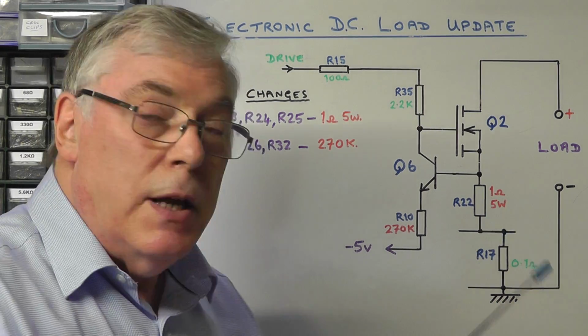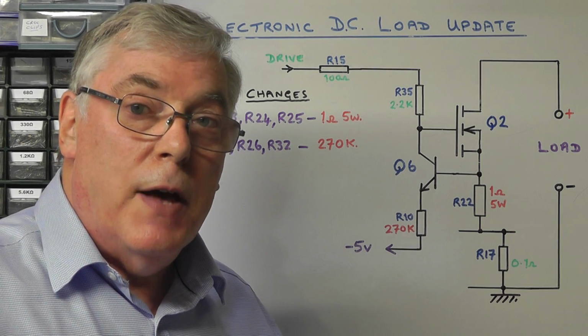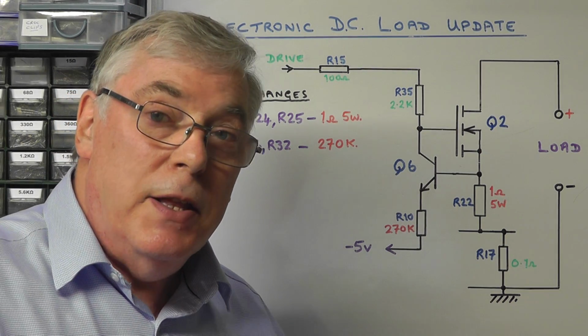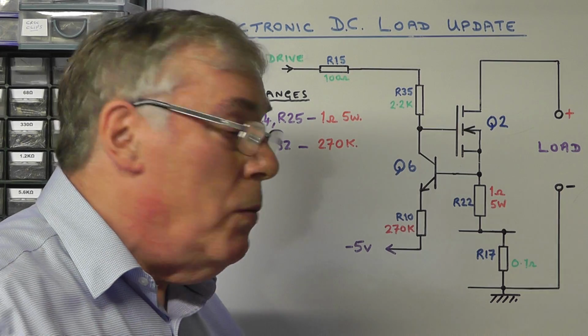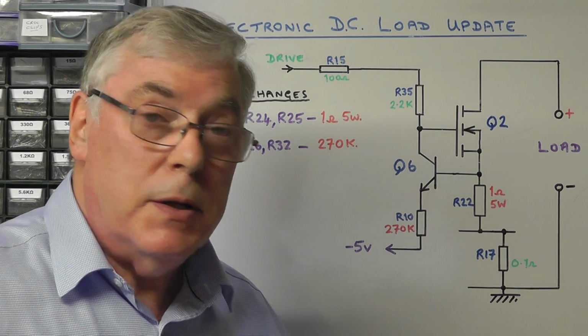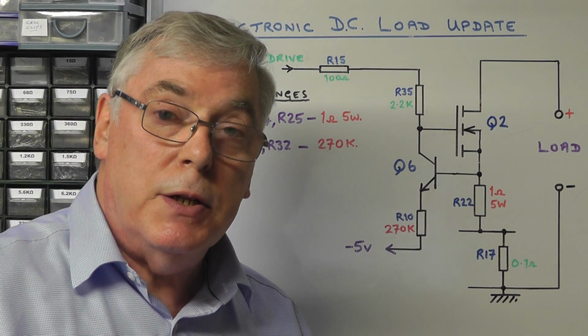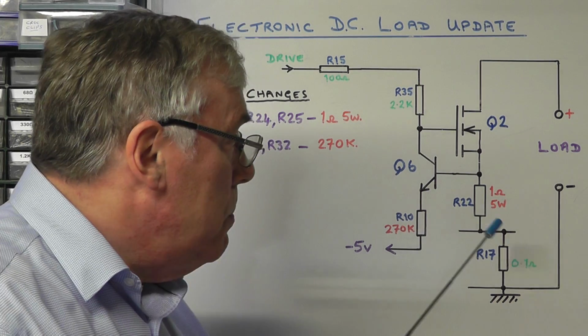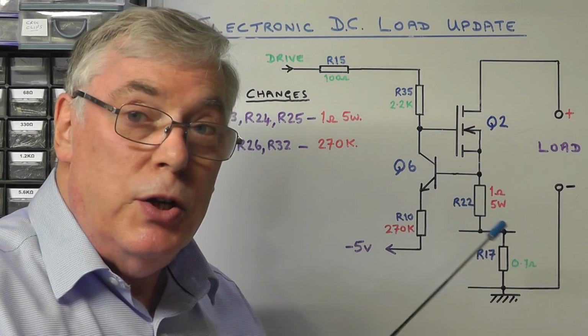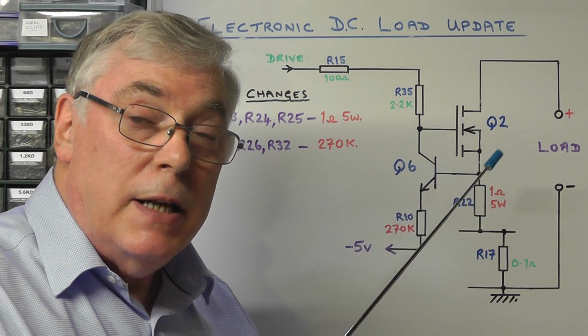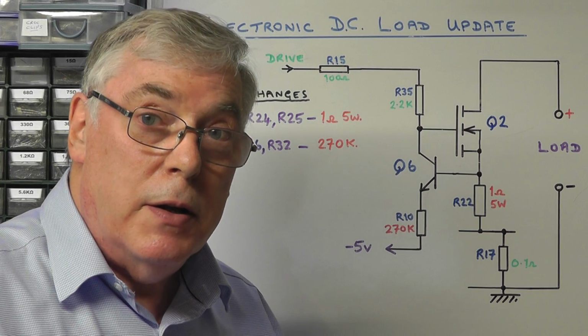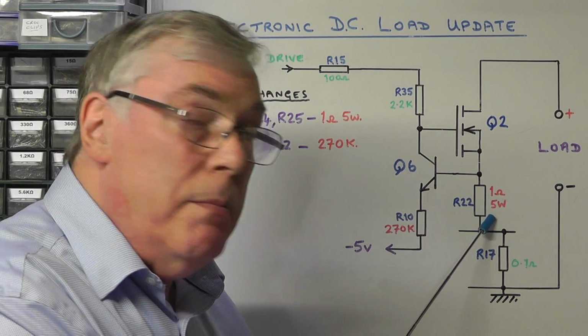What I've found is that if we can increase the value of that resistor without affecting the overall performance of the circuit, we can improve that balancing arrangement. So what I've done here is increase the value of that 0.1 ohm resistor to a 1 ohm resistor, which means we will now get a bigger voltage drop across that as a particular MOSFET draws more current. And that will give us an improved balancing.